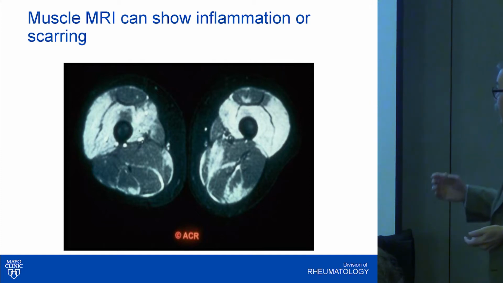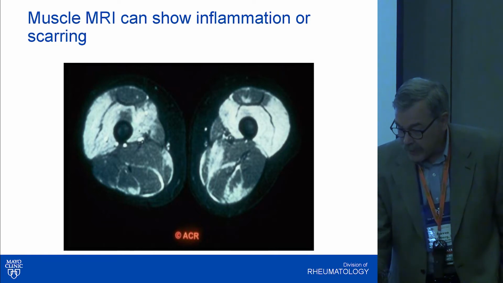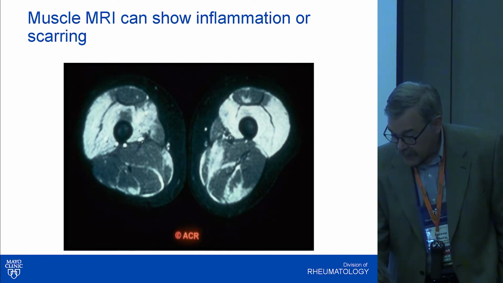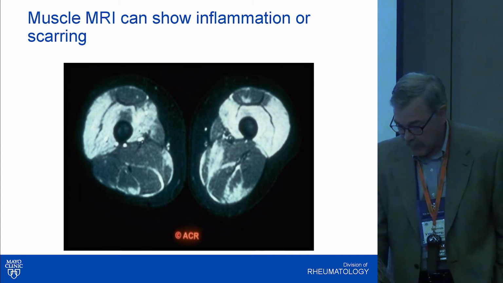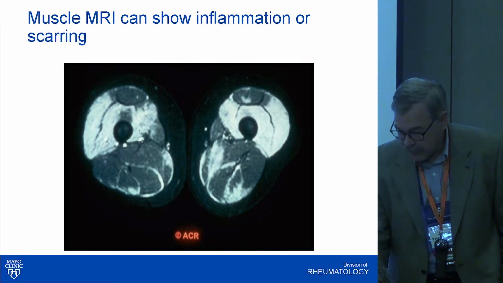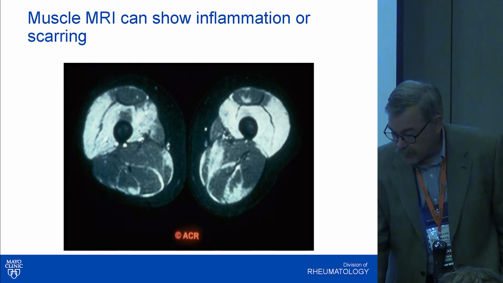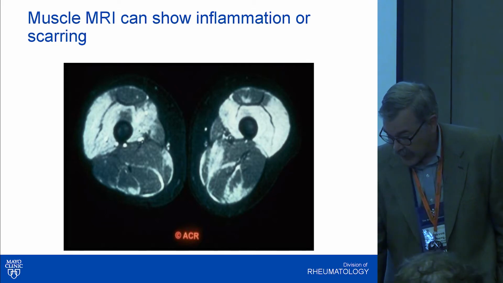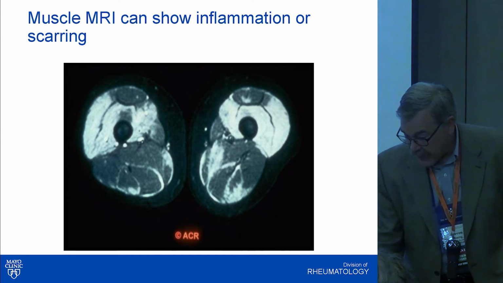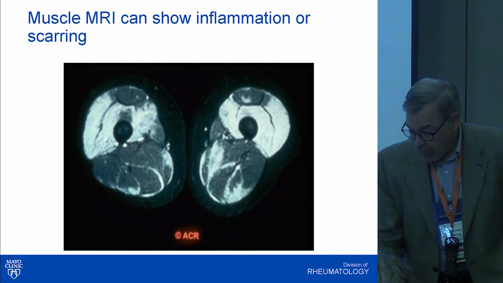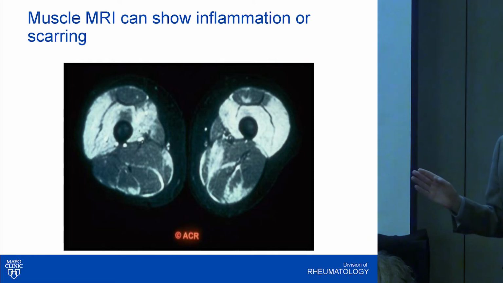So we can use MRI to look for inflammation or scarring in muscle. There are different sequences, and you get different types of information from the MRI depending on how you program the machine. But with this type of sequence, muscle should be the darker tissue. So this is across the thighs bilaterally, and this is bone, so this is the front of the leg, this is the back, and white indicates inflammation. So there's a lot of inflammation here.